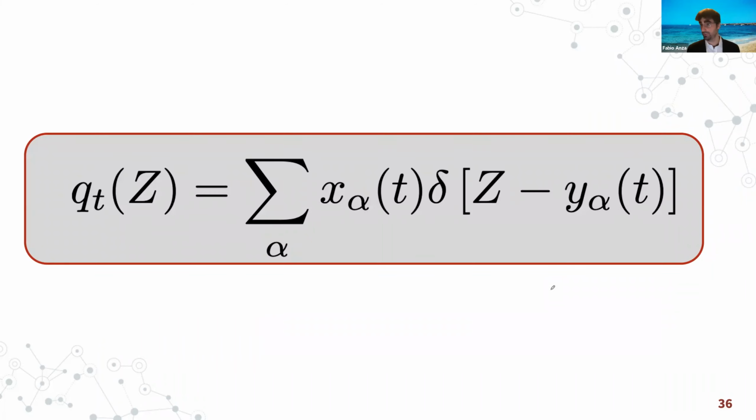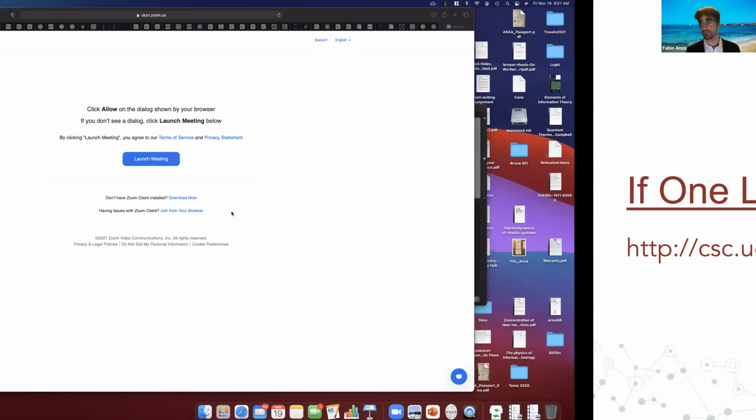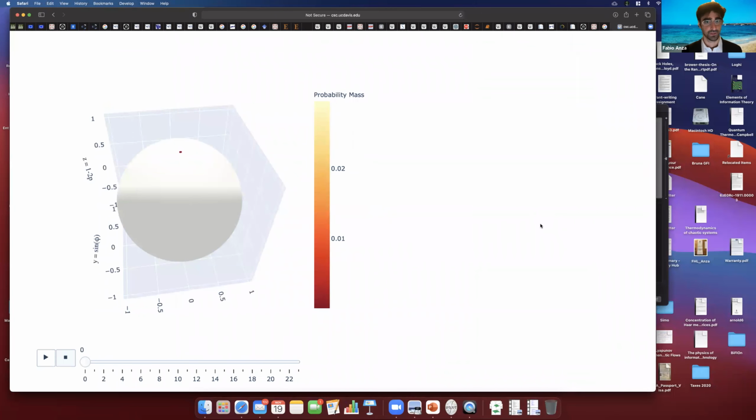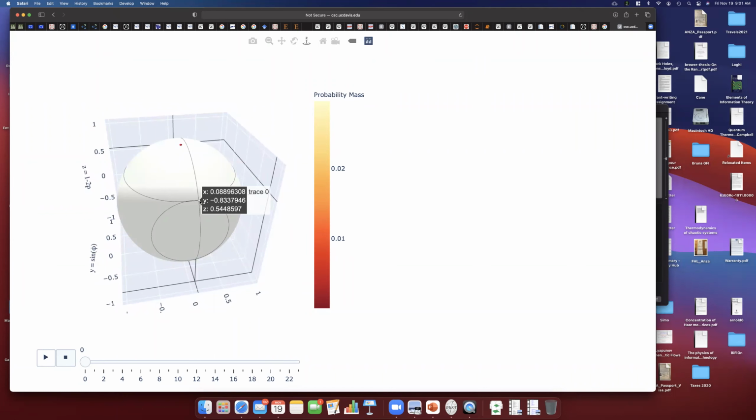Time evolution, as we discussed a bit before: when your global pure state evolves, you're essentially changing X alpha and Y alpha, and these change the full probability distribution that you're putting on the state space of your system. And so this is why I've put the, yes. Can you see my screen, and can you see the sphere? Yes, we can. Thank you.